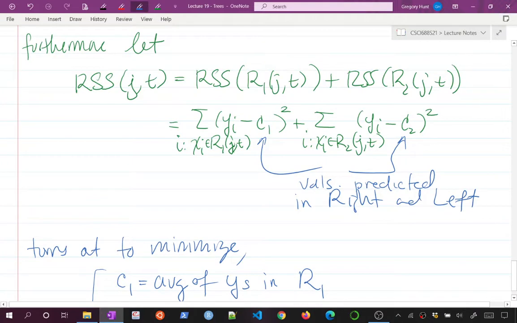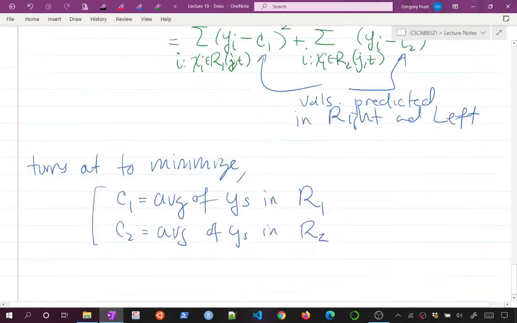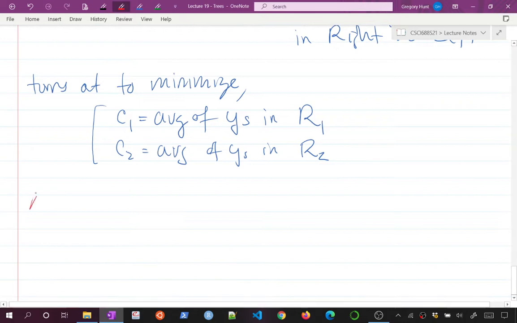So why you might want to keep more generous, you can kind of make that point, which is that we're predicting the averages because that would minimize the RSS for each of these two sides. But basically, our algorithm here to build the tree is we need to choose, of course, j and t, right?